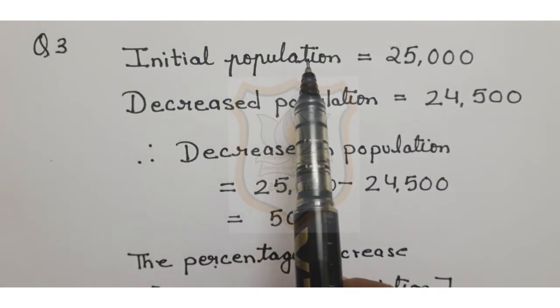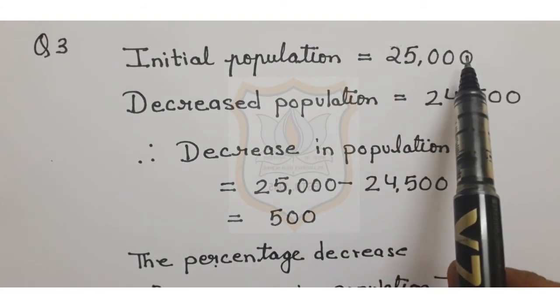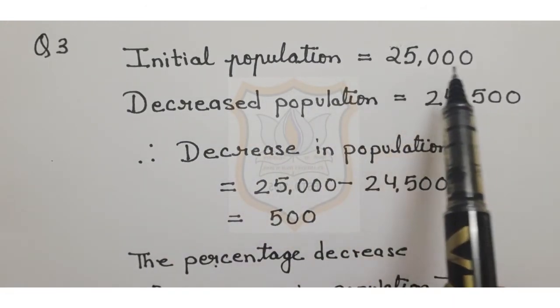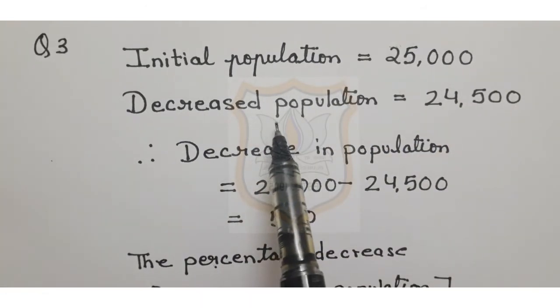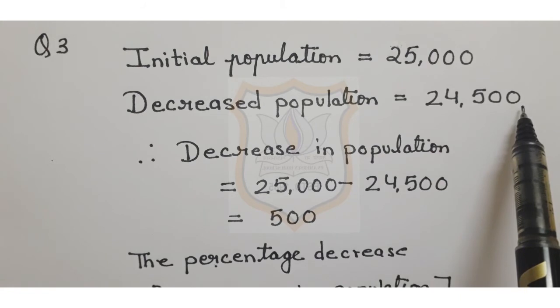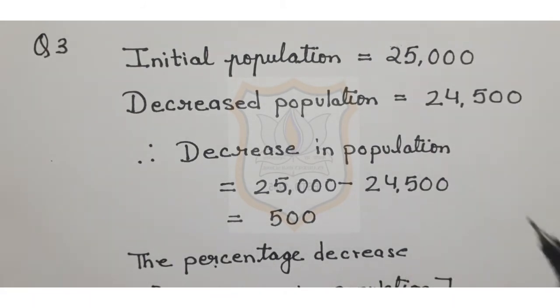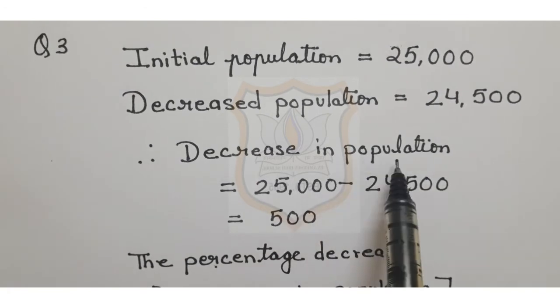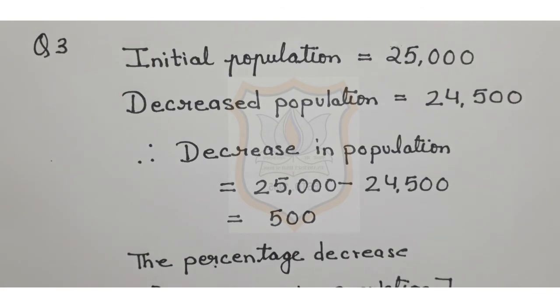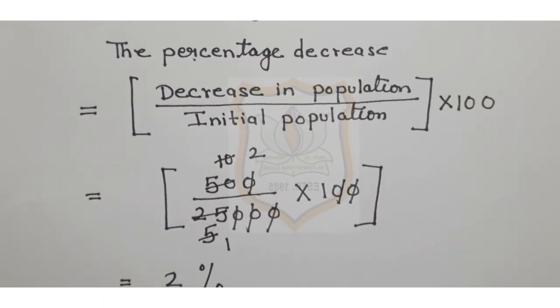Initial population of the city is equal to 25,000. Initial population means starting population, that is equal to 25,000. Population decreased, or we can say decreased population, is equal to 24,500. Now we have to calculate how much population is decreased. Therefore, decrease in population is equal to 25,000 minus 24,500, that is equal to 500. 500 people are decreased.